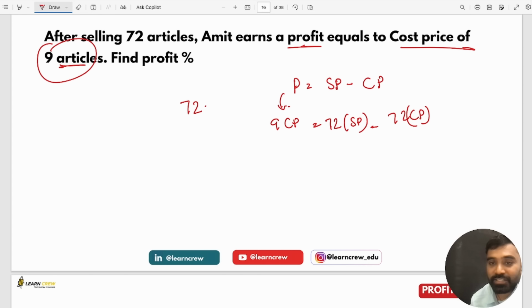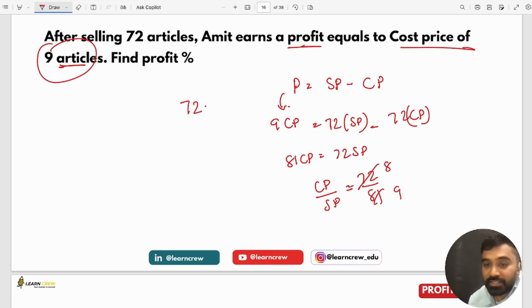So 9 CP is equal to 72 SP minus 72 CP. Yes, minus 72 plus 9 becomes 81 CP is equal to 72 SP. Or CP by SP is equal to 72 by 81. Right? So this goes how many times? 8 nines are 72, 9 nines are 81. 8 by 9. So obviously it is a profit.